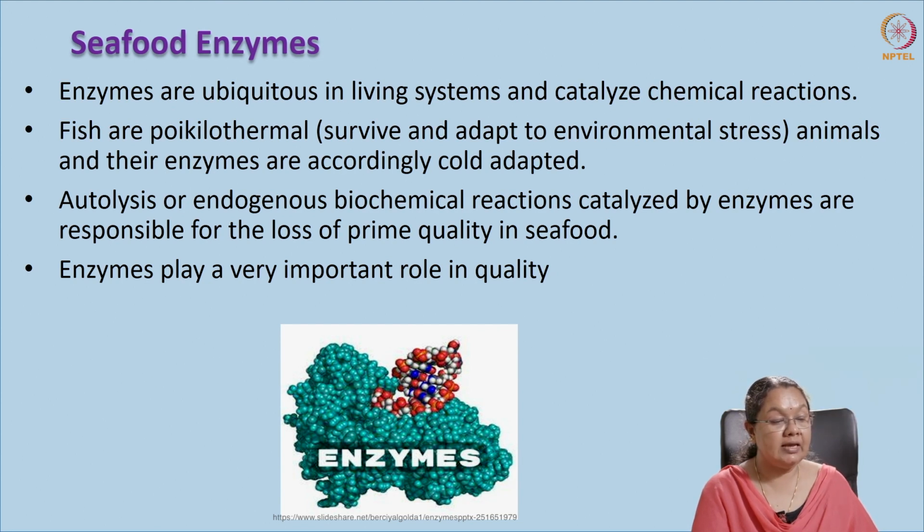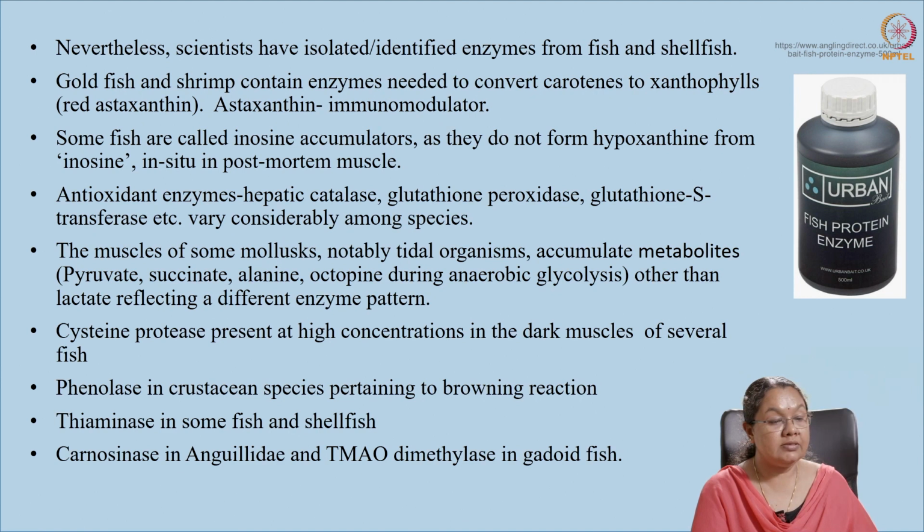Also, fish contain endogenous enzymes or autolytic enzymes, which are mainly responsible for the loss of quality in seafood. But we can use these enzymes for some other purpose, for degrading proteins in other areas. So seafood enzymes also play a very important role. And scientists have reported that goldfish and shrimp contain high amounts of carotene. Different types of carotenes are present. We also find xanthophylls, astaxanthin, and this can be extracted from the shrimps. The enzymes can be extracted and utilized for the synthesis of astaxanthin. And astaxanthin is known for its immunomodulating effects.